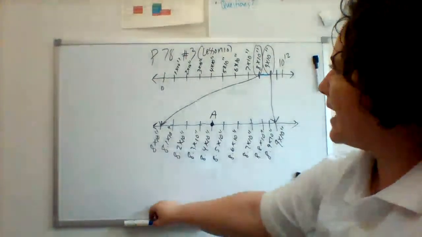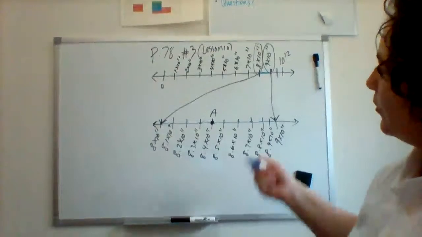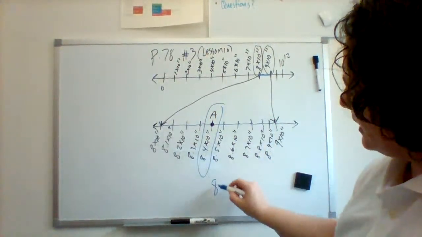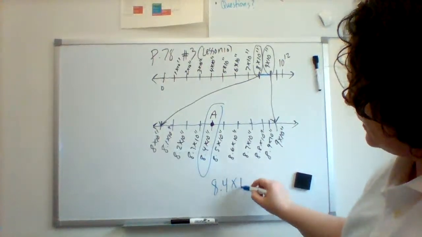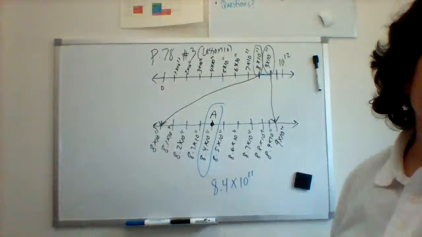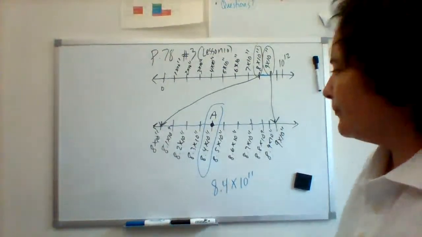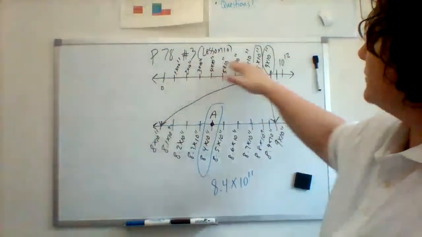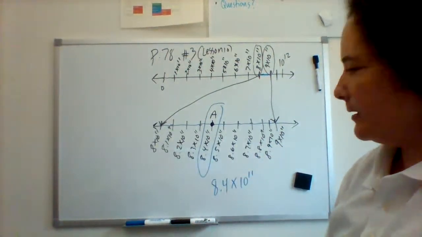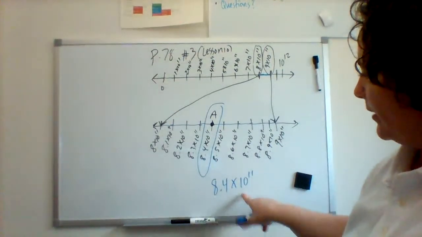So what is actually the answer from all that? They said, what does letter A represent? Well, letter A represents 8.4 times 10 to the 11th power. It says, explain or show how you know. So when you fill out the labels, that is part of showing, but you have to be explicit. So I need you to give me some type of answer statement as well.